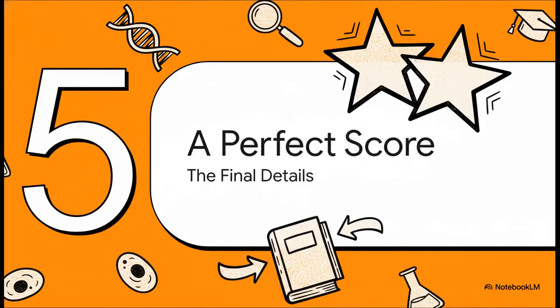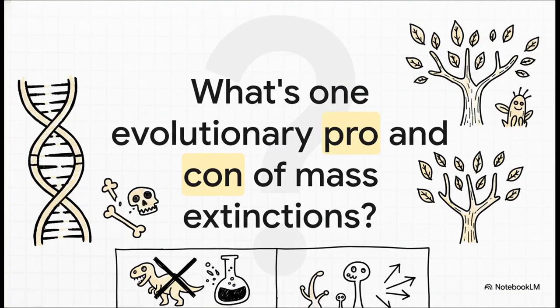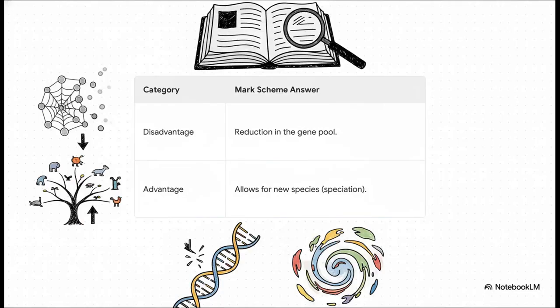We are on the home stretch now. We've handled the calculation, the reasoning, and the big evaluation. Let's just lock in these last 2 marks to get a perfect score on the whole question. The final part is a quick-fire 2-marker. It asks for 1 evolutionary disadvantage and 1 advantage of a mass extinction. Again, this is all about remembering specific biological concepts. The mark scheme is super precise here.